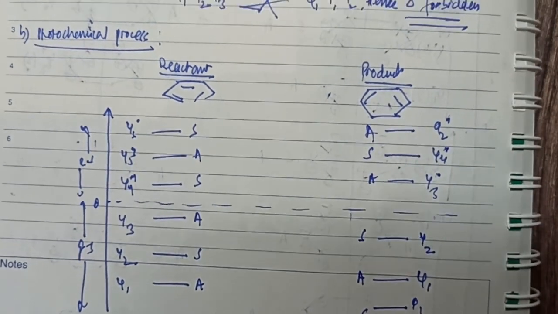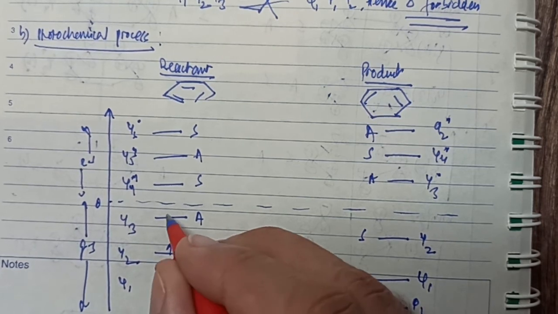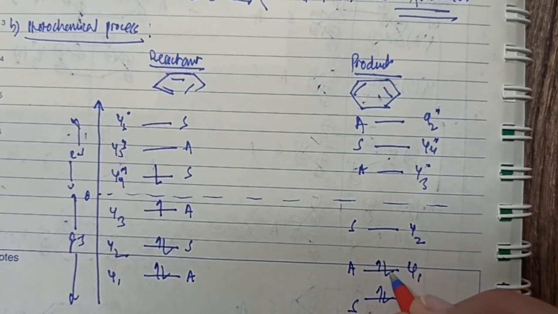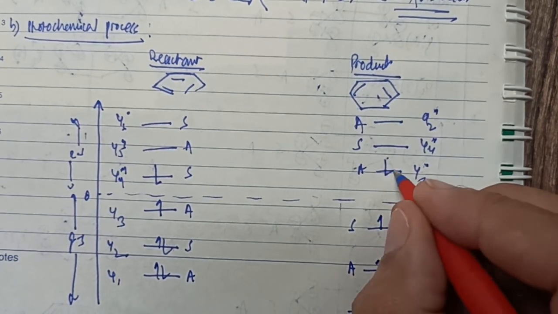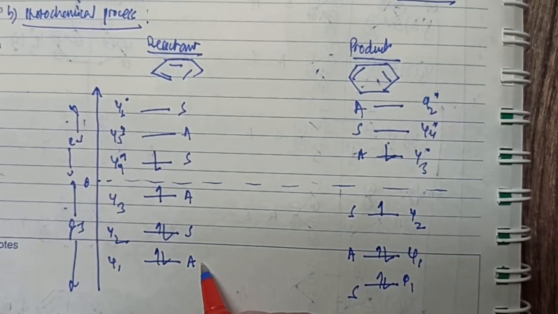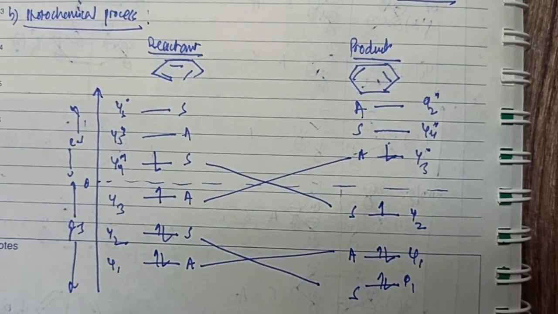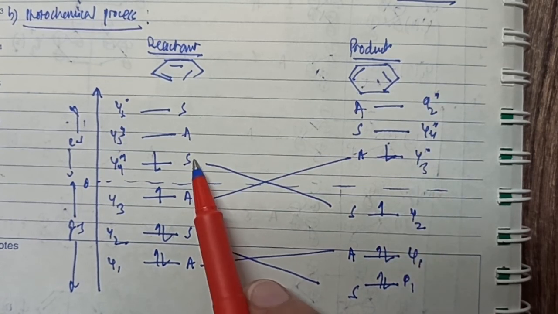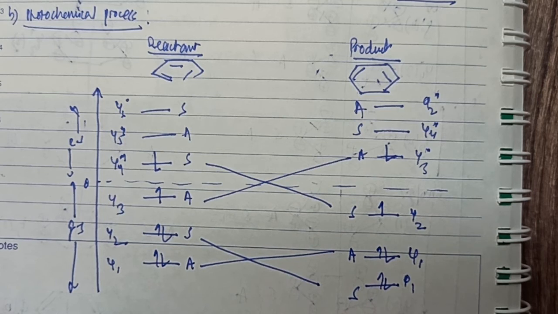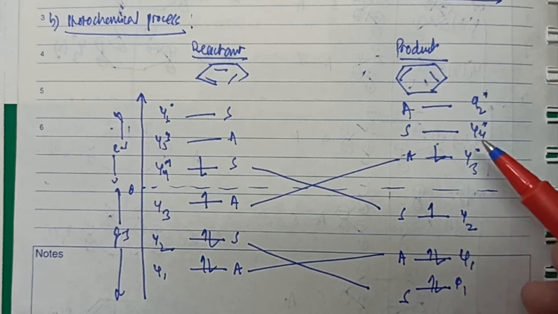Now, since we are talking about the photochemical process, there will be an excitation of one electron from psi3 to psi4 star, and similarly there will be excitation of the valence electrons from psi2 to psi3 star. If we have to check the correlation up to the first excited state, A matches with A, S with S, A with A, S with S. Even though there is a crisscross matching, the total symmetry operations of the ground state and first excited state of the reactant match with the total symmetry operations of the products up to the first excited state.